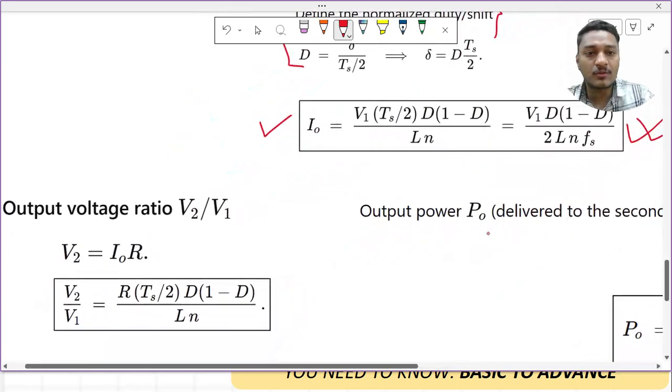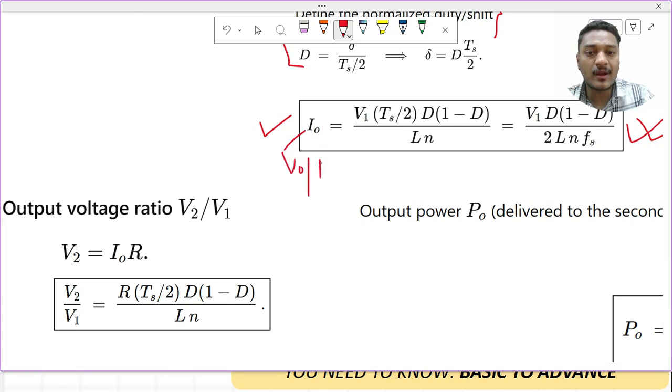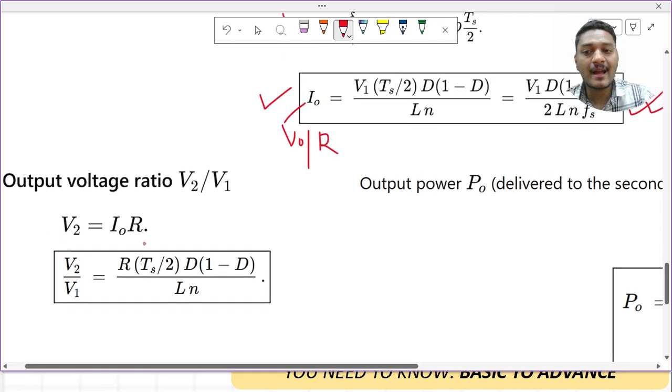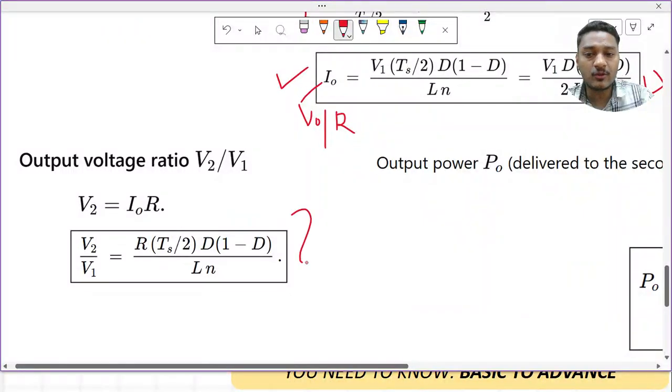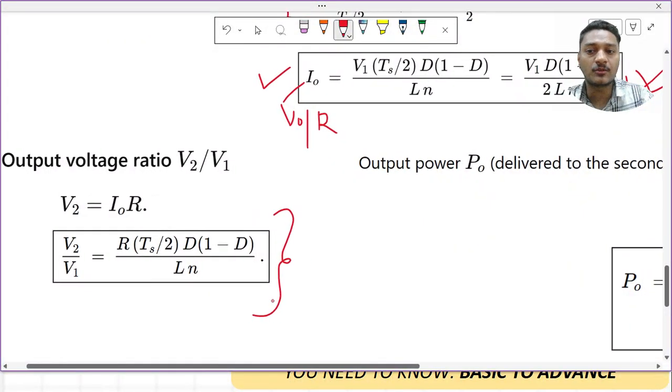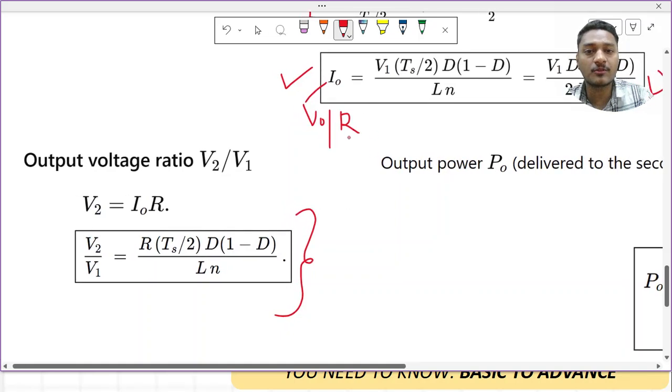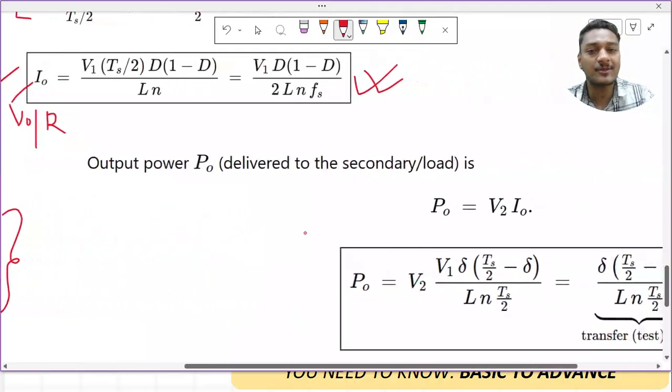Now from this particular formula, I naught is nothing but V naught by R. We know that, right? So V naught is nothing but the V2. So from that I can calculate the output voltage ratio, V2 by V1. Now why do we do all these things? To derive the expression of the power.